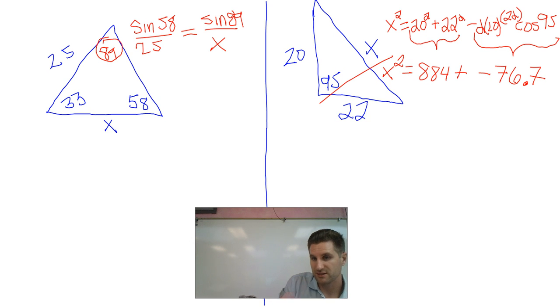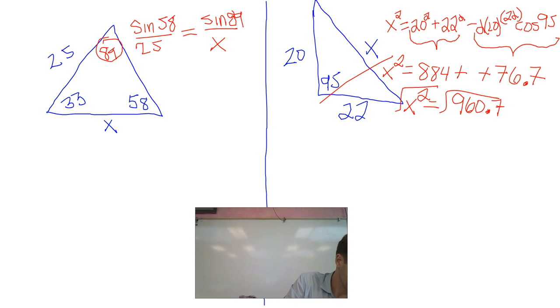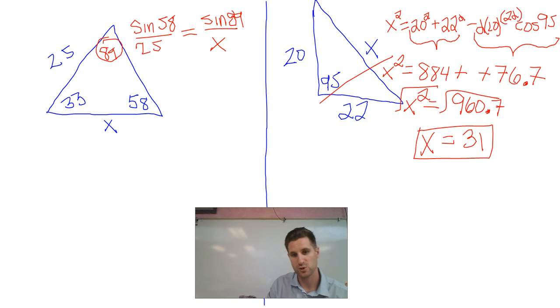Then two negatives make a positive, so we're going to actually add those two pieces together. We get 960.7. And then we're going to take the square root, and we get about 31 degrees. Or sorry, 31 length, not 31 degrees. Okay, so that was law of cosines.